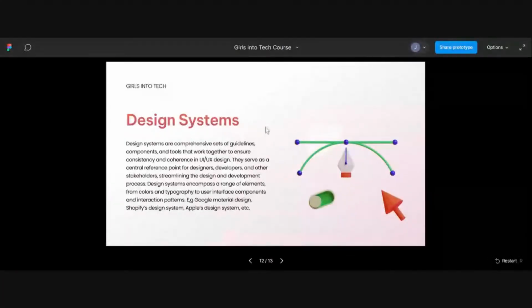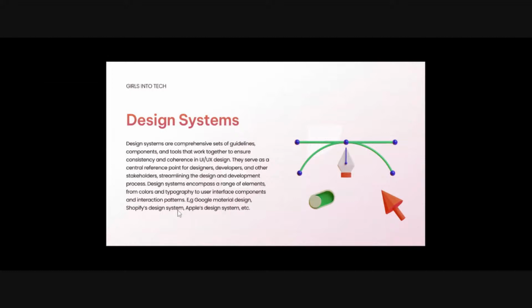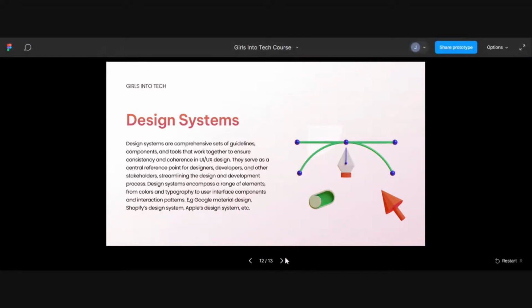So that's that about design systems. Google Material Design and Shopify Design System, and they also have the Apple Design System and so many other design systems. So just go to Figma community. You can search for design systems. But I've mentioned the most popular.